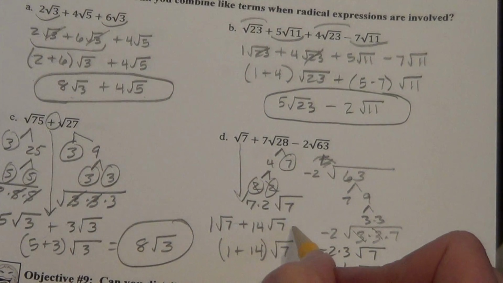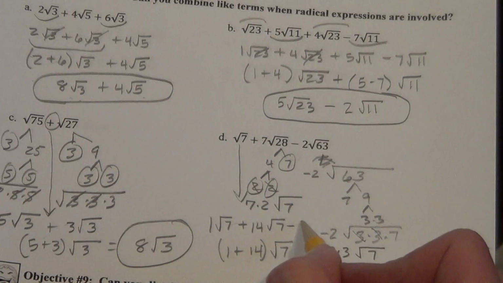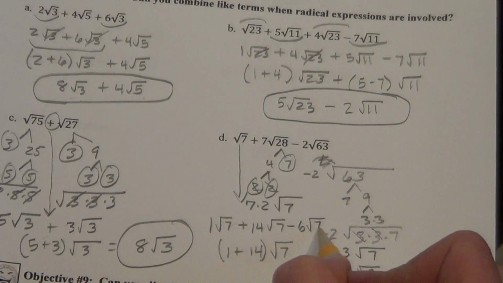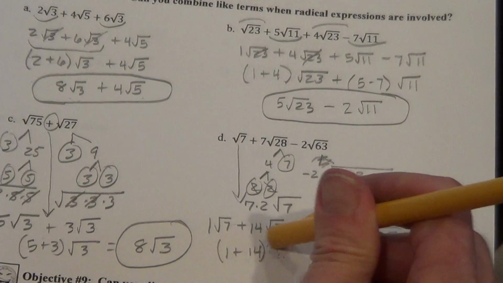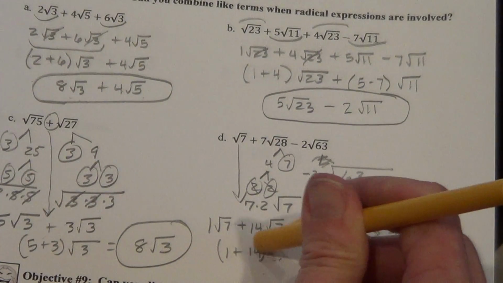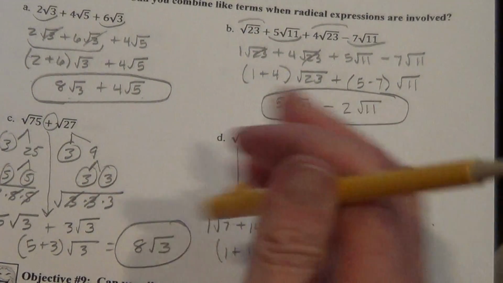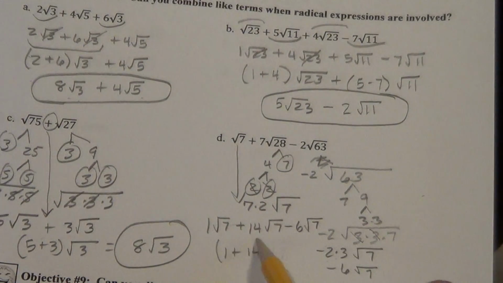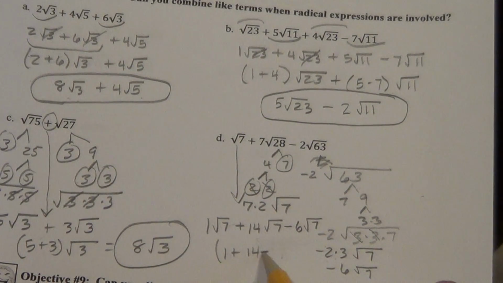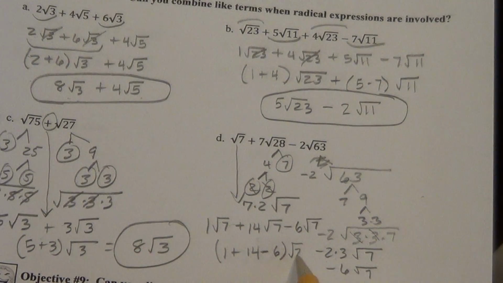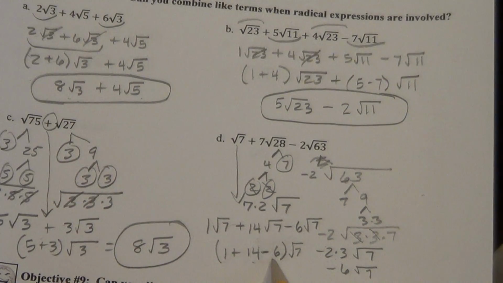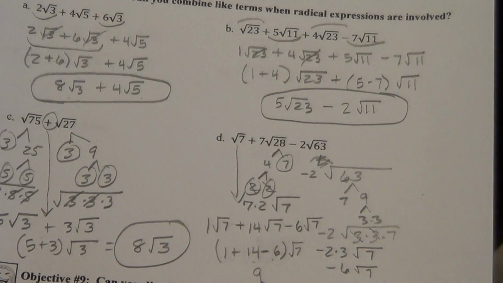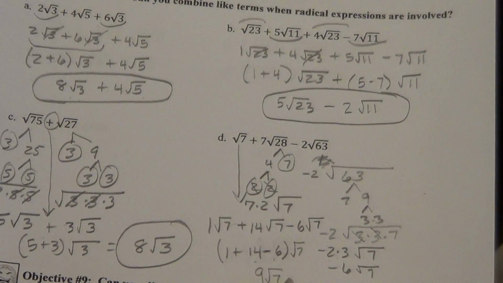So if we bring it over here with these, we have a minus 6 radical 7. And so we can just expand what we factored out here. We had a 1 and a 14, now we have a minus 6, all times radical 7. 1 plus 14 was 15, minus 6 is 9, radical 7. And there's your final answer.